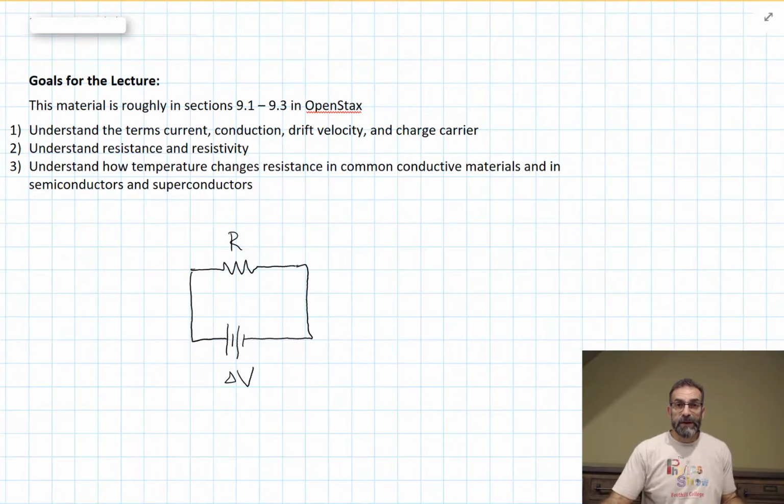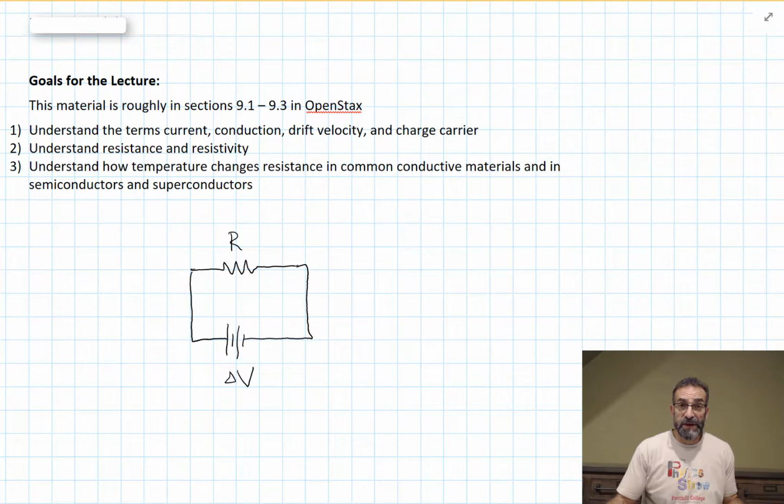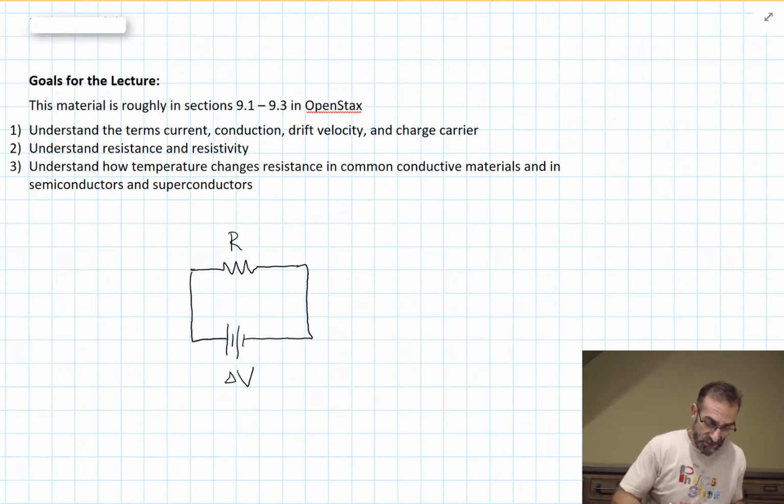Let's talk a little bit more about current, and we'll start with this simple circuit. I've got a battery, a source of potential difference, and a resistor. As we talked about last time, in this simple circuit, current is going to flow. The battery is producing a potential difference. One side is at a higher potential than the other side.